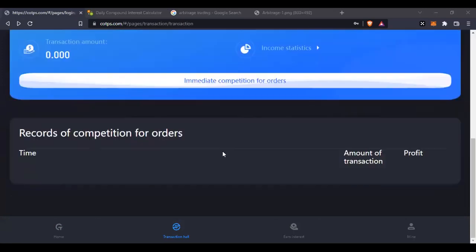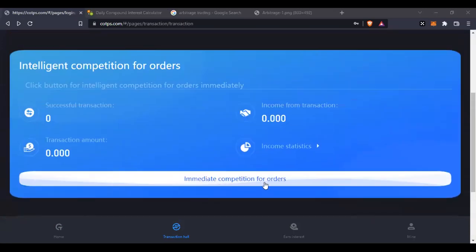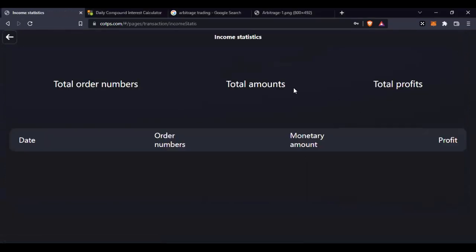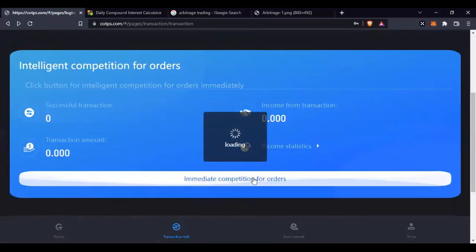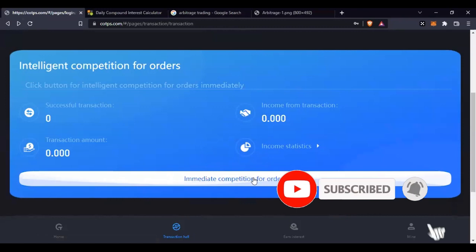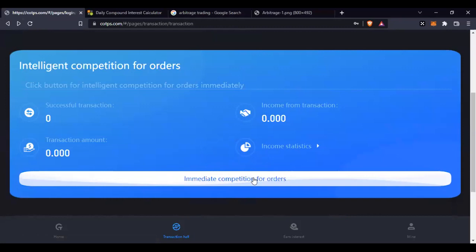So whenever you have funds here, you just come down here where it says immediate competition for others. Once you click on it, the balance is low actually, so it will not work, okay? Once you click on it, it automatically searches for available sellers from a particular country. You will see the country flag and then how much they are buying USDT there. The platform automatically buys and tells you how much that will be worth in dollars. So at the end of the day, they may be buying it there at their own currency, and then when you sell it to dollar, it will be higher than what it is, and you see the profit there.